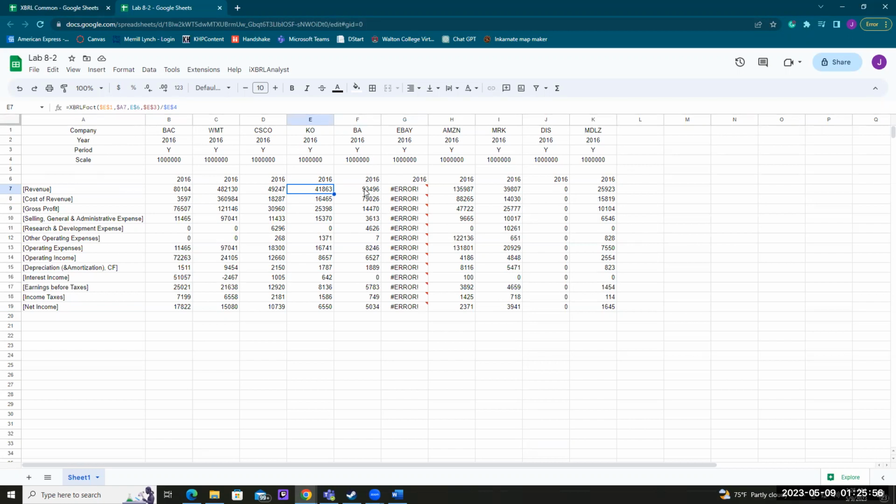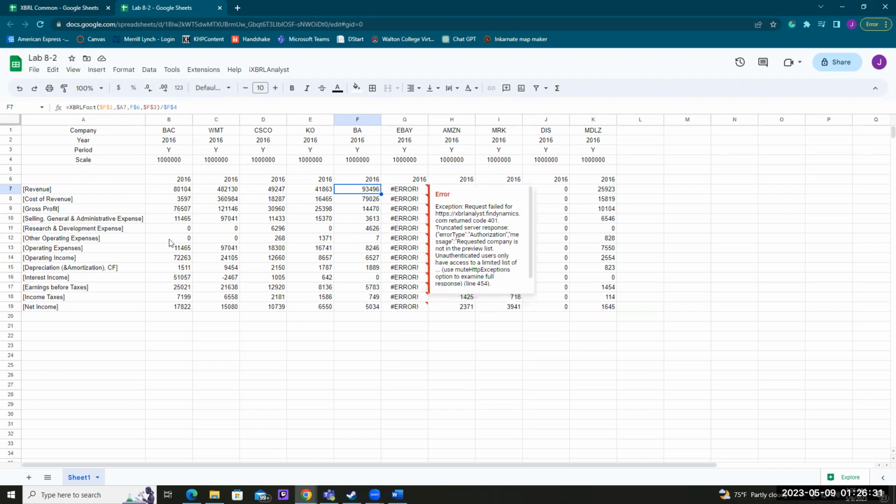Next we have BA Boeing, so 93,496, and so we're a little bit off on this one. So it looks like it may have been updated since our last one that we did. And so our numbers are a little off, but that's okay. Again, we're pulling the company title up here, locking that in place. A7, we're locking column A. F6, we're locking row 6 here, and then we're locking our period and our scale as we're dividing through.